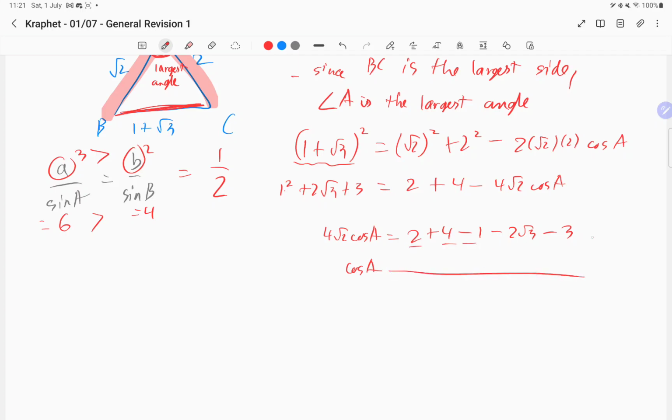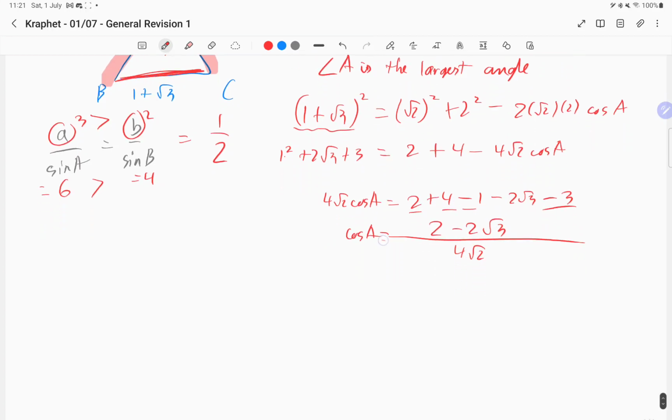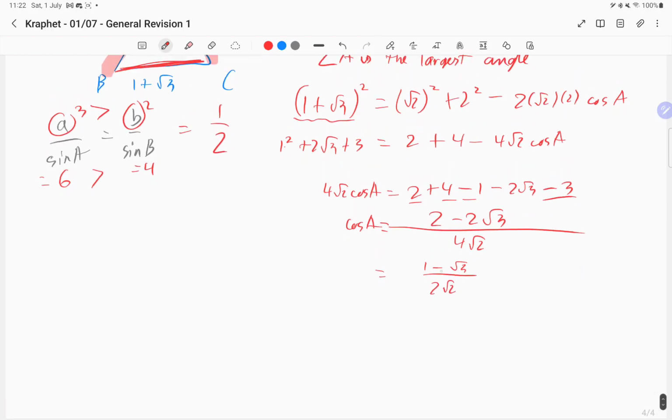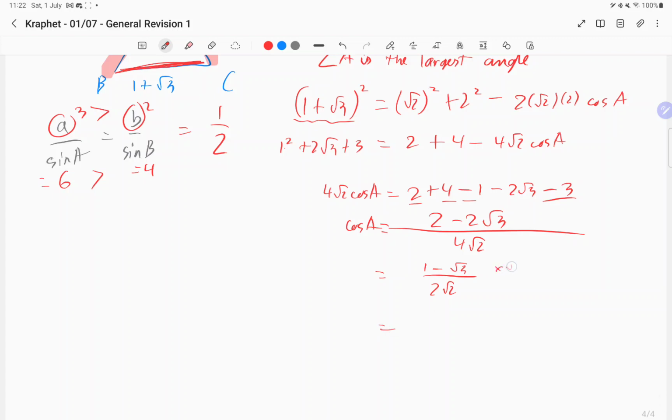2 plus 4 minus 1 minus 3 would just be 2 minus 2 square root 3 over 4 square root 2. So cos A equals that. Divide each term by 2, both top and bottom. It will be 1 minus root 3 over 2 root 2. Rationalizing the denominator, times the top and bottom by square root 2, the top would be root 2 minus root 6 over 4. So I'm pretty sure that's the final answer. Okay, so that's the cosine of the largest angle in this question here.